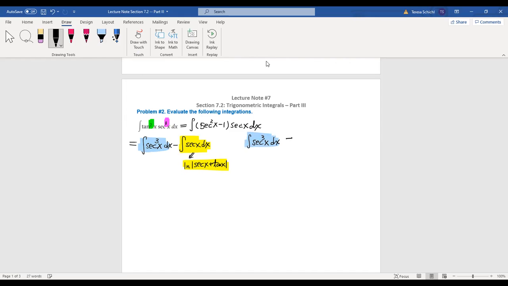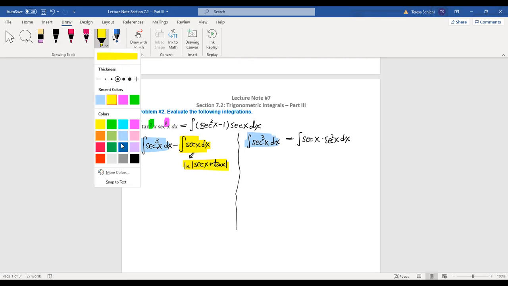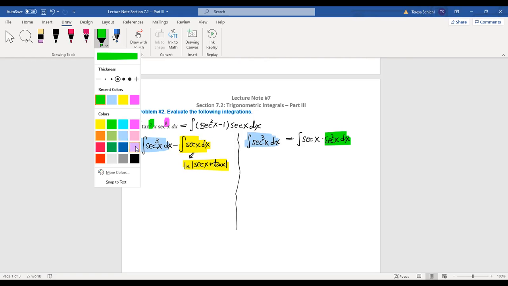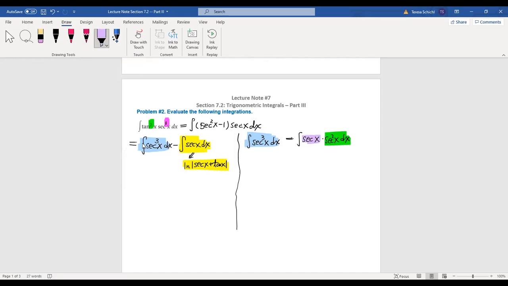Okay, so this one's here. Let's try to separate that. This one is secant x, and then I have a secant square x dx. I like the secant square x dx because this is the derivative of tangent, right? So this is good. But the second part here is kind of troublesome, right? So now how do we do this integration?